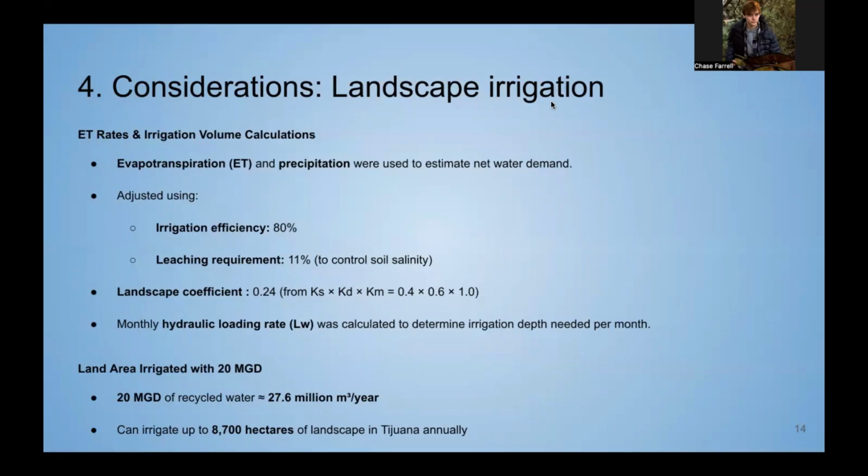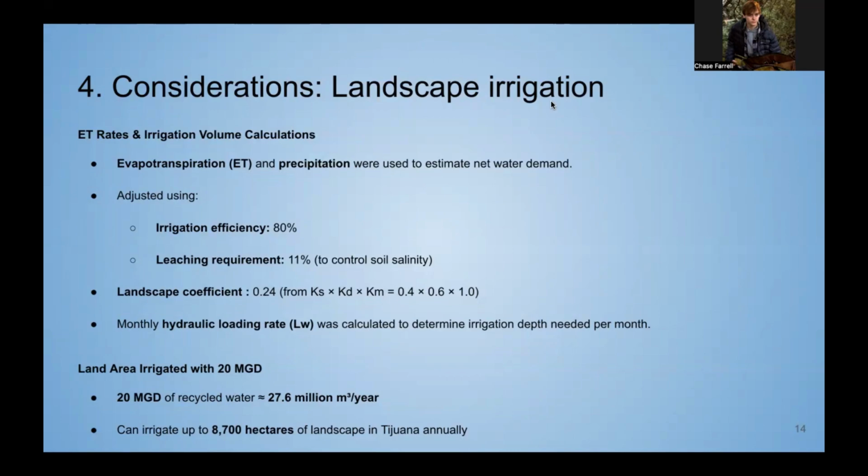By subtracting precipitation, we get the net irrigation requirement, which is basically how much additional water needs to be applied. Moving on, we had to adjust for the real world conditions. So in this case, it's Tijuana.